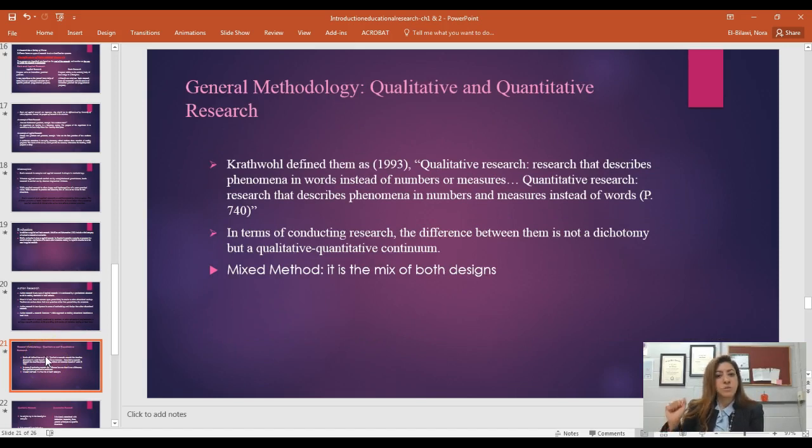Okay, so we finished why research, and we finished what is good scientific research. Then the third is what are the different designs of research. We have qualitative research, quantitative research, and mixed method. The nature of the core, which is qualitative and quantitative, are completely different.